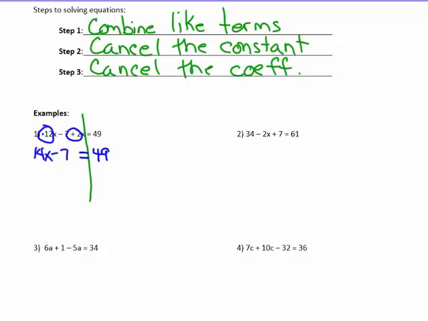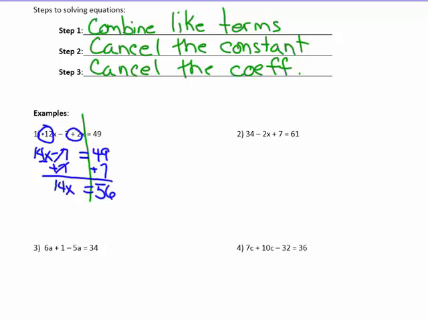All right, well, now it looks like the problems we had before. Here's my variable. I still have to get rid of the 14 and the 7. The 7 goes first because it's the constant. It's being subtracted. Opposite operation is add 7. What I do to one side, I have to do to the other. 7s cancel. We're left with 14x. 49 plus 7 is 56.